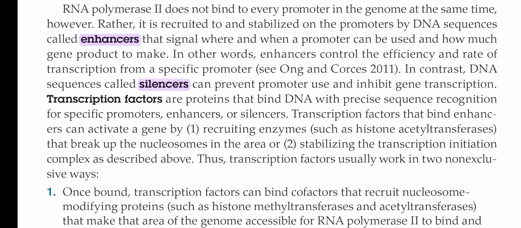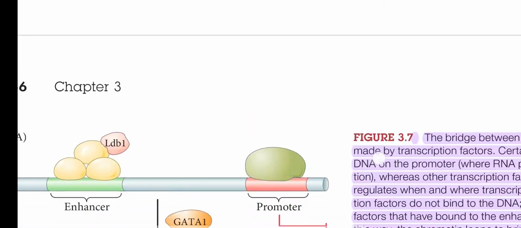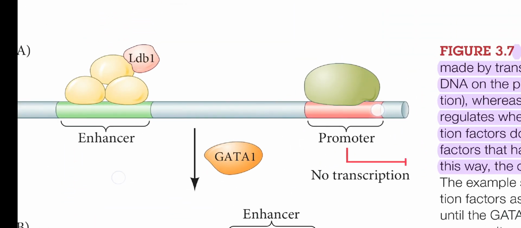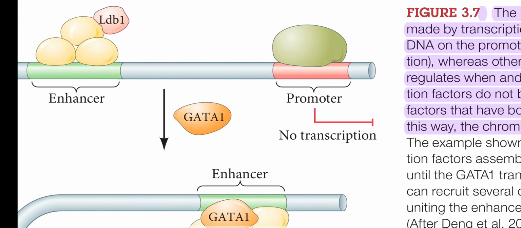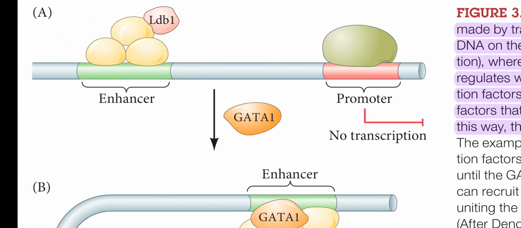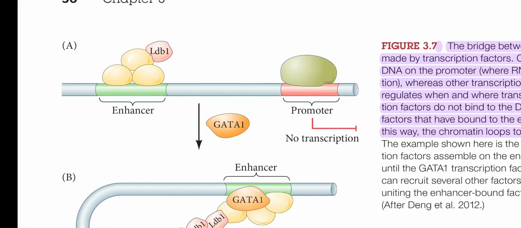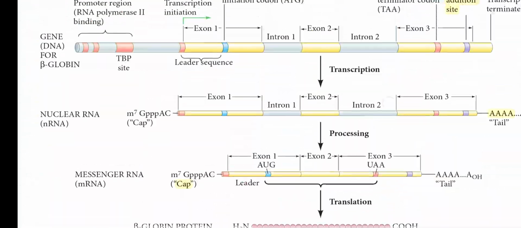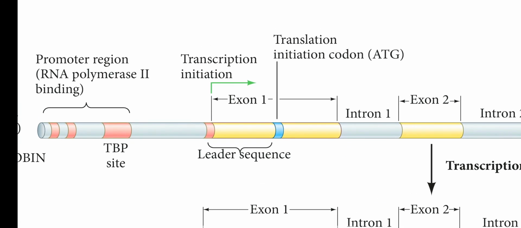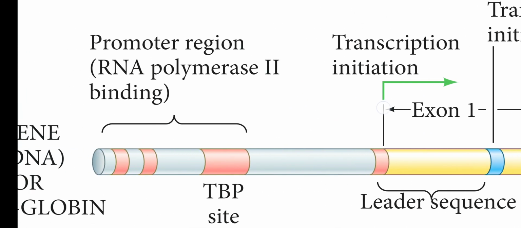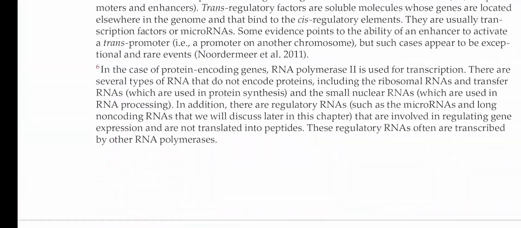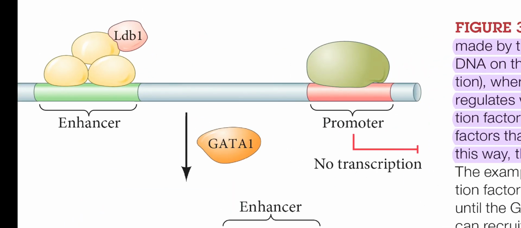Then your enhancer and silencer. Enhancers are different from your promoter. As you can see in this picture, the promoter is upstream of your transcription initiation region, but the enhancer is further upstream of your promoter. So let me show in this picture. Here you can see this is the transcription initiation site, and upstream of it is the promoter region, but the enhancer is far more upstream of your promoter region.